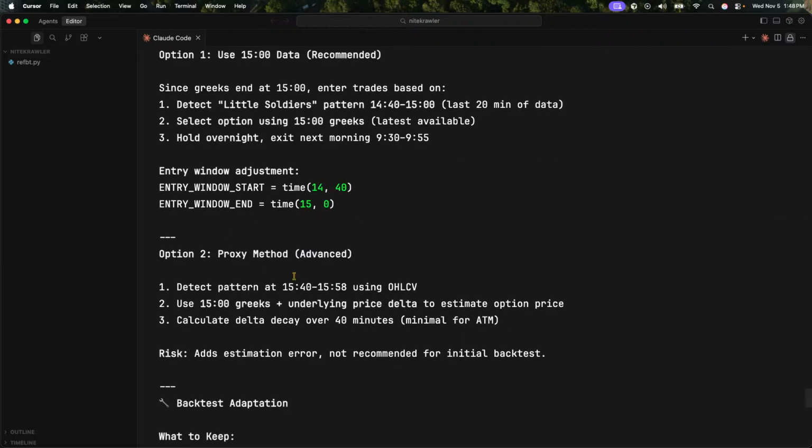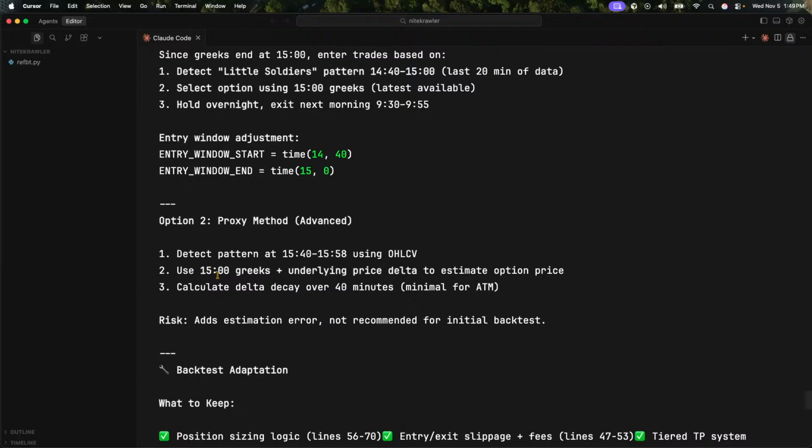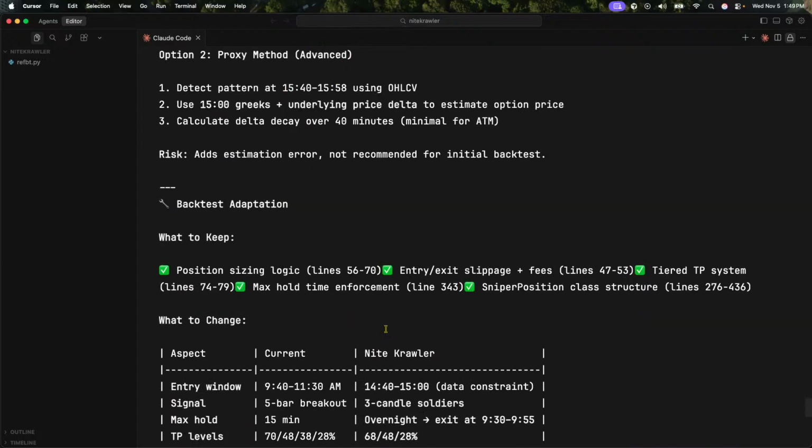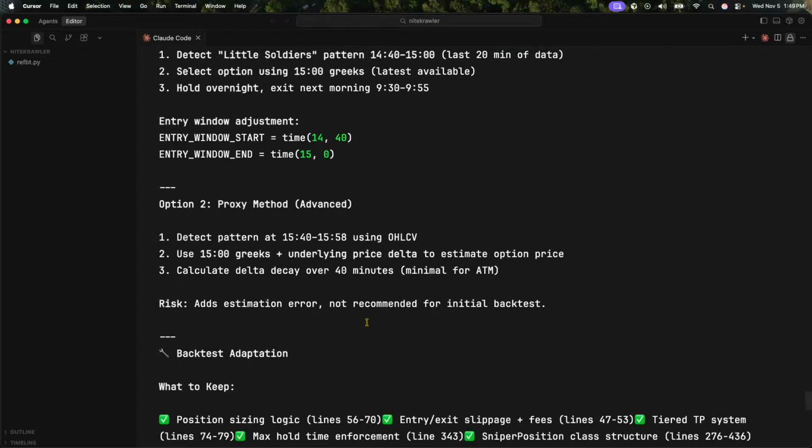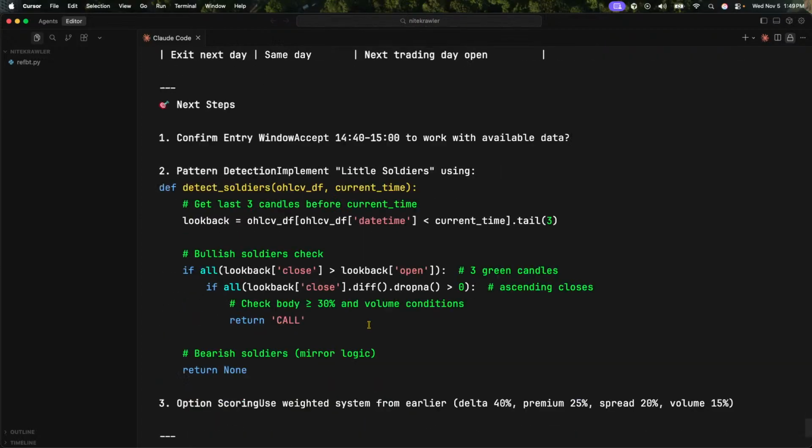This option 2 is to detect patterns from 3:40 to 3:48 using the open, high, low, close. Use the 3 p.m. Greeks plus the underlying price delta to estimate the option price and then calculate the, no, I'm just going to go with option 1 because option 2, bro, is just complicated for no reason.